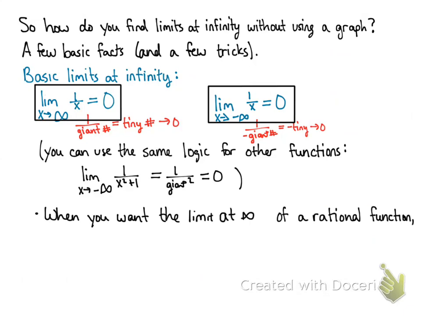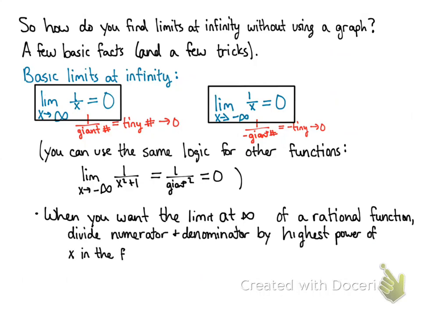If you want to take the limit at infinity or negative infinity of a rational function, that is a fraction with x's on the top and bottom, the trick, the idea, is divide the numerator and the denominator by the highest power of x that you see in the function. Divide both the numerator and denominator by that same power of x. That won't change the function overall. But then you can use these two basic facts that I've boxed there. So let's see what I mean.